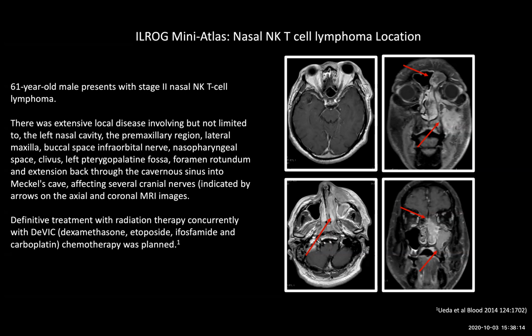This is a 61-year-old male who presents with a stage 2 NKT cell lymphoma. Here we enumerated all the areas that are being involved, but as you can see, this is an extensive involvement that goes into the neighboring structures. Definitive radiation therapy has been decided to go concurrently with chemotherapy.